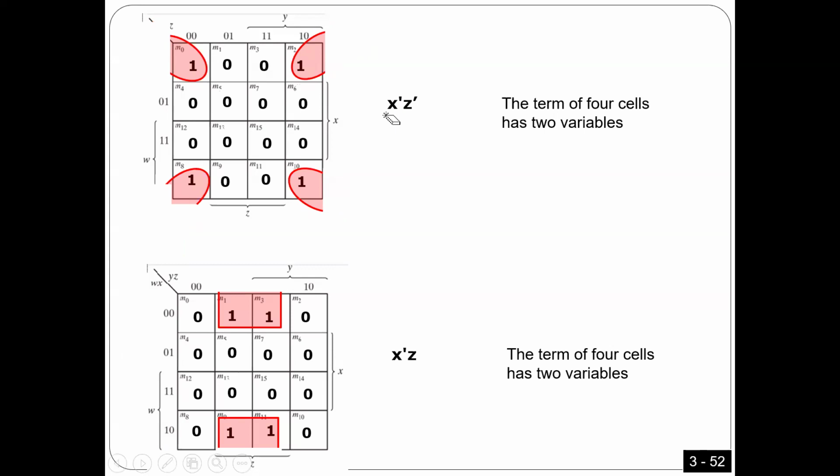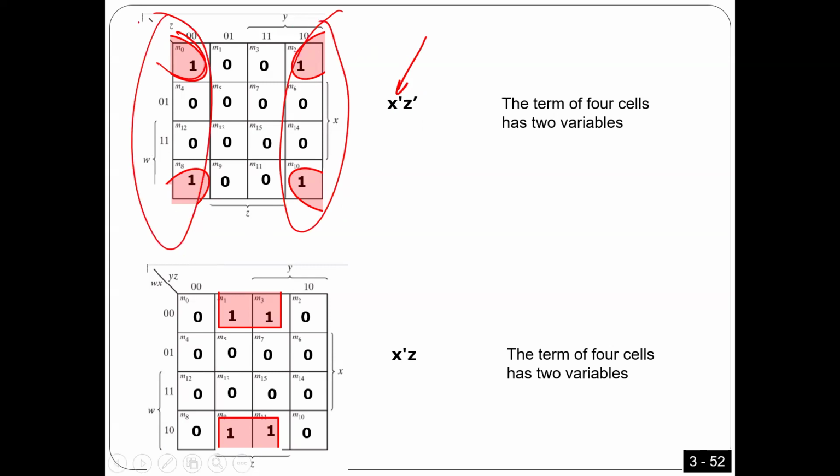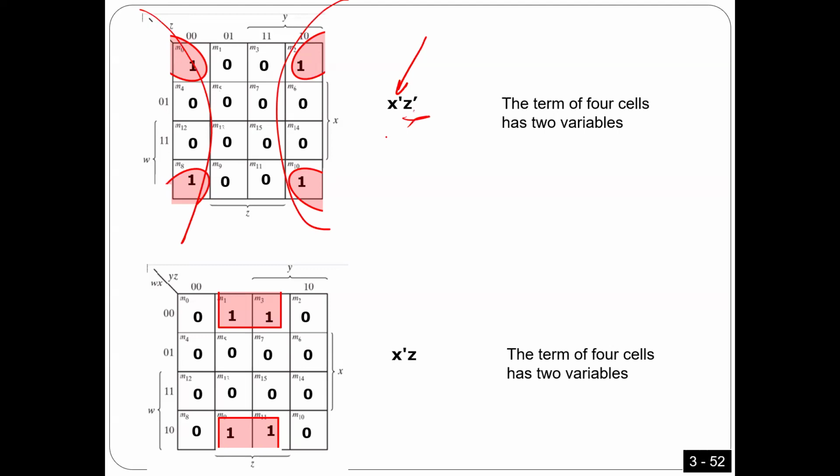Let's look at W. Here some of them are in W and some are in W prime, so I have to cancel W. Let's look at X. The whole group is in X prime, so I'm going to take X prime. Let's look at Y. This part is in Y and this part is in Y prime, so I'm going to cancel Y. Now if you look at Z, all of them are in the area of Z prime, so I'm going to take Z prime.